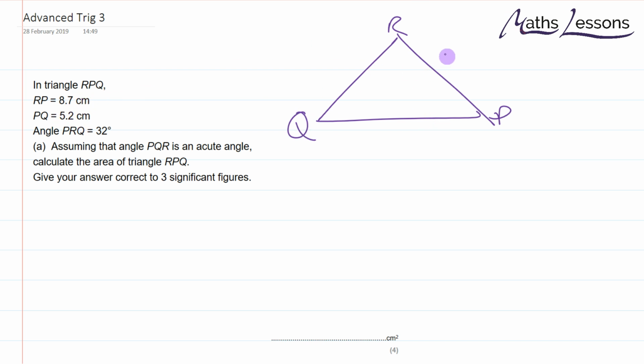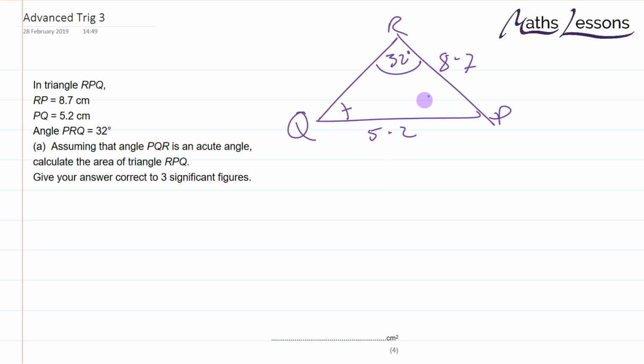So RP is 8.7 and PQ is equal to 5.2, and we know that PRQ is 32 degrees. And we're assuming that PQR here is an acute angle. Calculate the area of the triangle RPQ.